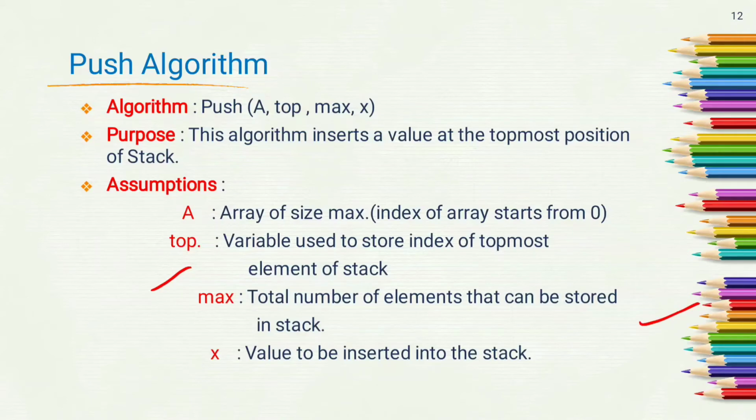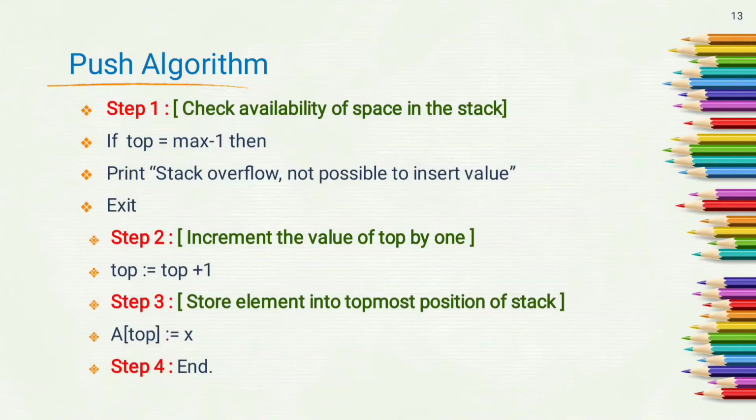Max is the total number of elements that can be stored in the stack, and x is the value to be inserted into the stack. Step 1: Check availability of space in the stack. If top equals max minus 1, then print stack overflow, not possible to insert value, and exit from the algorithm. Step 2: Increment the value of top by 1 by writing top := top + 1. Step 3: Store the element into the topmost position of the stack by writing a[top] = x. And step 4 is END.